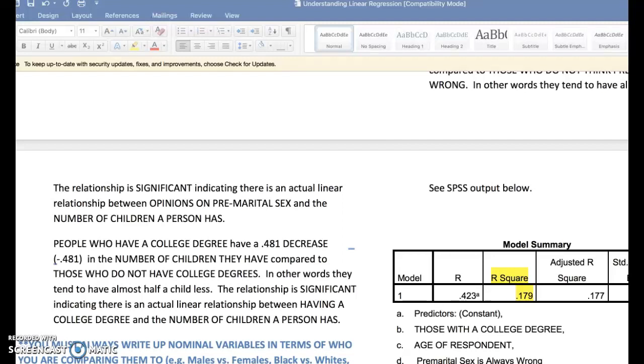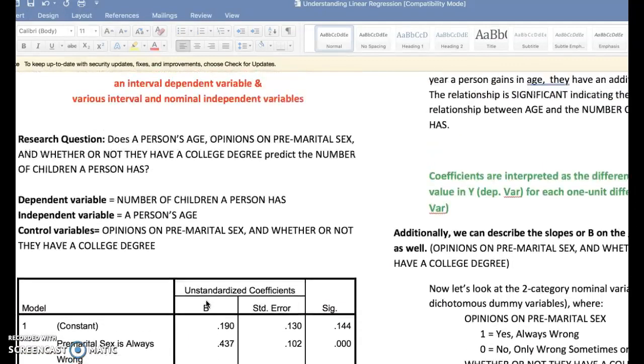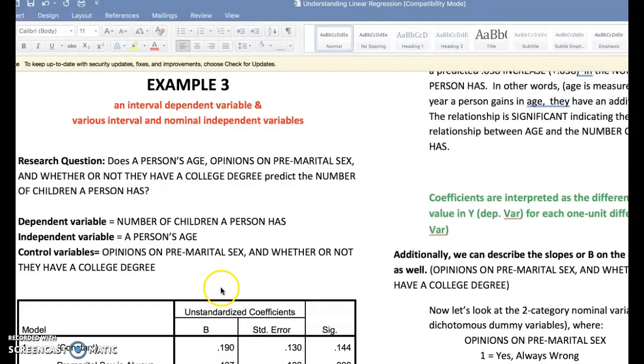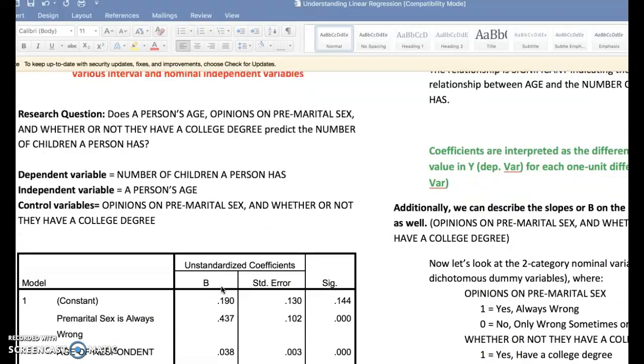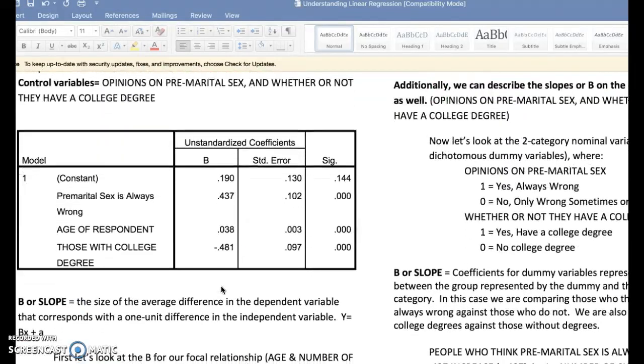Hey everybody, it's Dr. Jensen, wrapping up interpreting coefficients on our example. Remember we were looking at the question of how many children do people have and whether or not we can use age, their opinions on premarital sex, or whether they have a college degree.